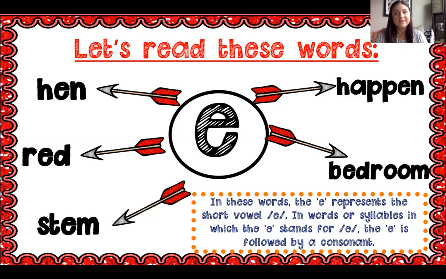Next one, I'm going to do the same thing. I'm going to chunk them up into 2 smaller words that I know how to read. Bed, room, bedroom. That helps us take that strategy, chunky monkey is what I like to call it, helps us take longer words and chunk them into parts that we can read. Okay.